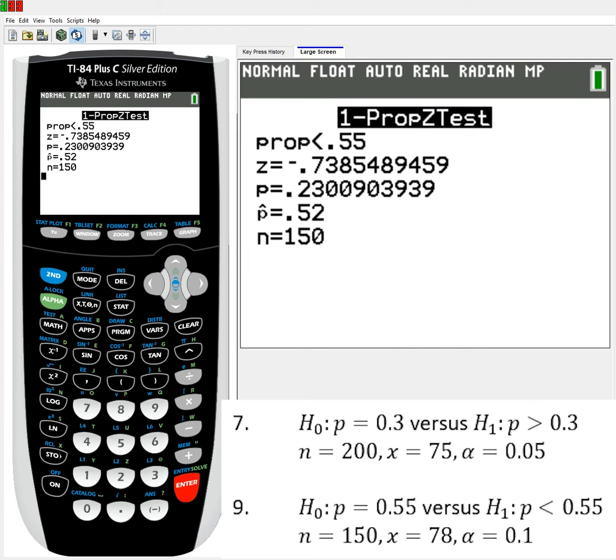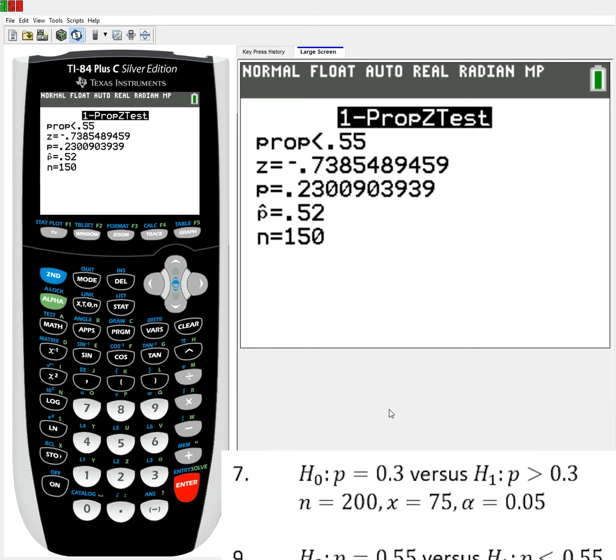What that means is that it's about a 23% chance of getting something as extreme or more extreme than the value that we observed. With that in mind, that means that we do not have enough information. The p-value is not less than alpha, so we do not have enough information to reject the null hypothesis. Keep in mind that I'm not saying that we accept the null hypothesis. We just simply don't have enough information to reject it. We want to make sure that we don't make any error here.